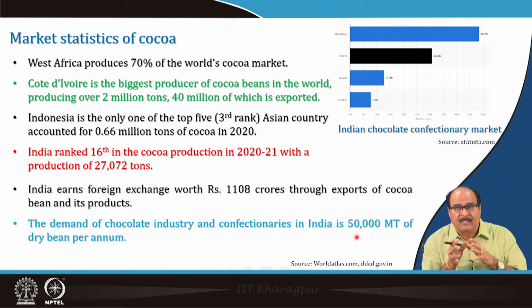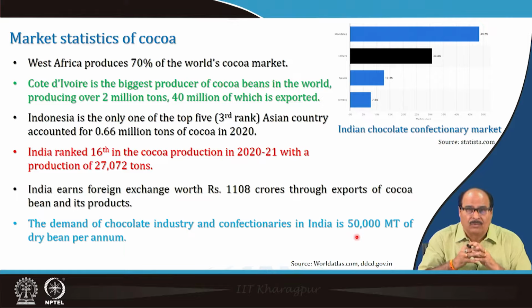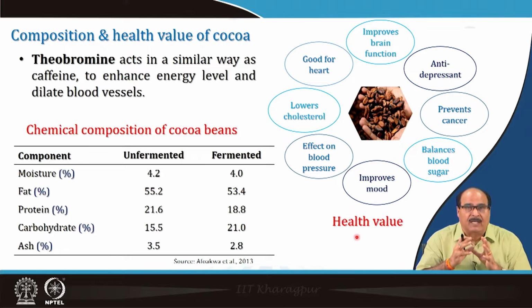India earns foreign exchange worth 1100 crore through export of cocoa beans and its products. The demand of the chocolate industry and confectionery in India is 50,000 metric tons of dry beans per annum. As far as the composition and health value of cocoa is concerned, it is a good source of theobromine. Theobromine acts in a similar way as caffeine to enhance energy level and to dilate blood vessels.